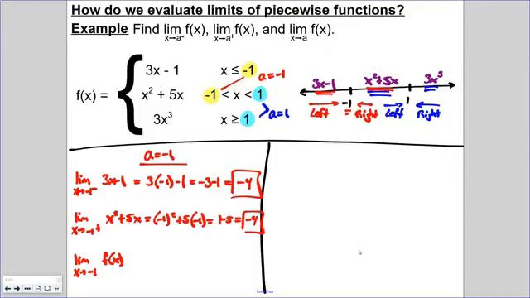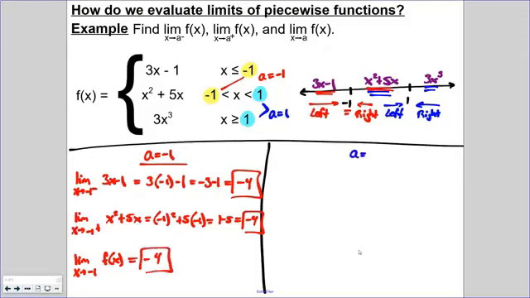And then finally, we need to evaluate the two-sided limit. And let's remember, a two-sided limit exists when the limit from the left equals the limit from the right. And wouldn't you know it, our limit from the left and the limit from the right here both equal -4. So therefore, our two-sided limit is going to equal -4 as well. All right, so we've taken care of one a value. Let's move on to the second one.